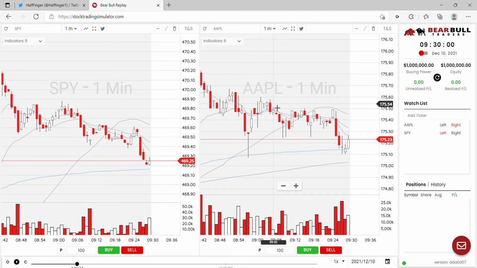Okay, I'm gonna do a trade replay from Friday, 10th of December, on AMD, and I used a stock trading simulator made by the Bearable Traders. It's a great tool for trading outside of market hours.